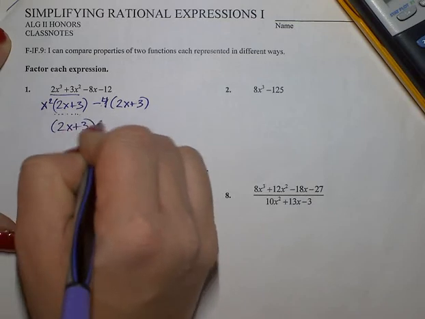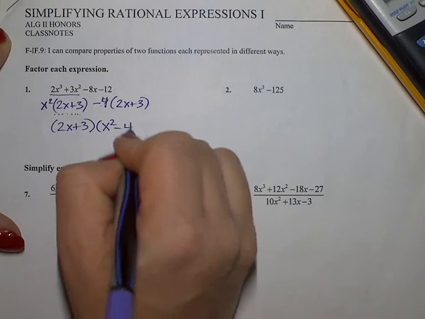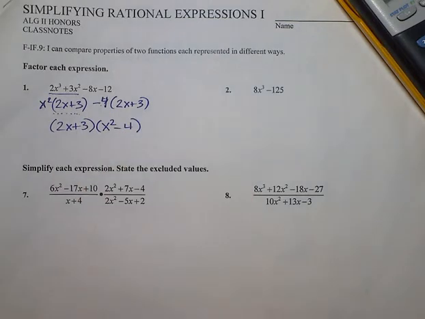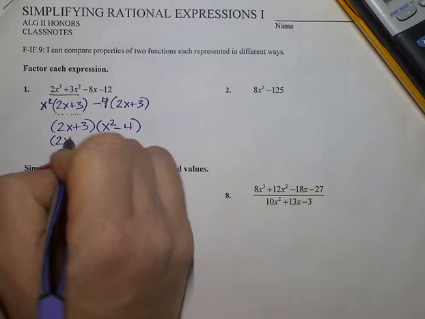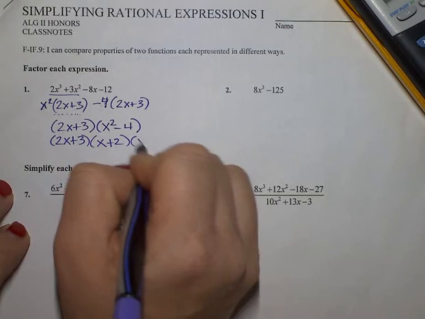In front of the front half is an x squared, and in front of the parentheses in the back is a minus 4. Most students make the mistake of wanting to stop here, but you can go another step further. X squared minus 4 breaks into x plus 2 and x minus 2.